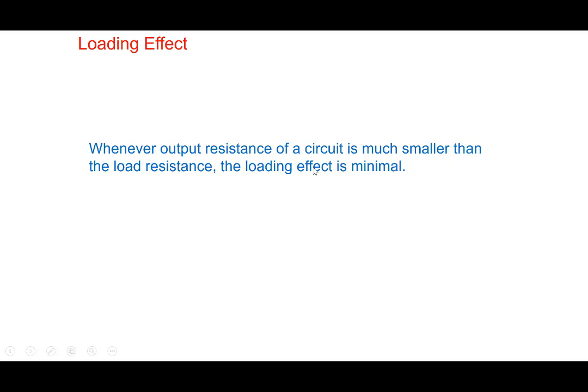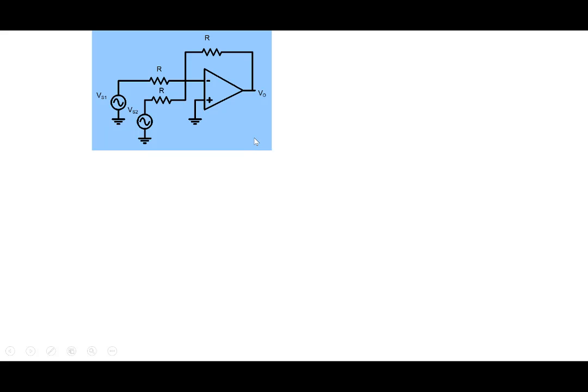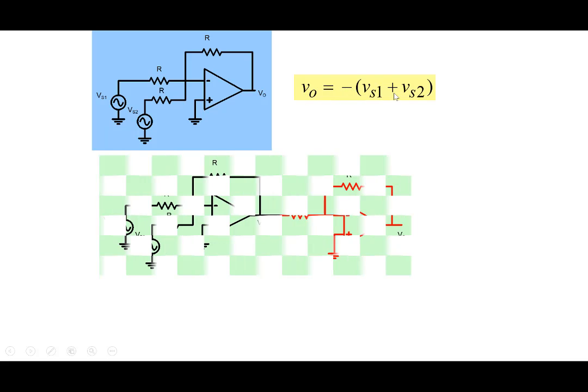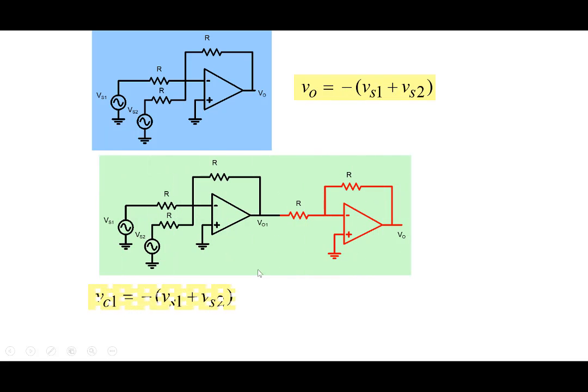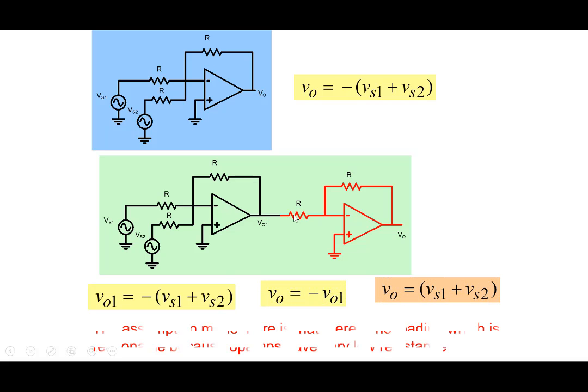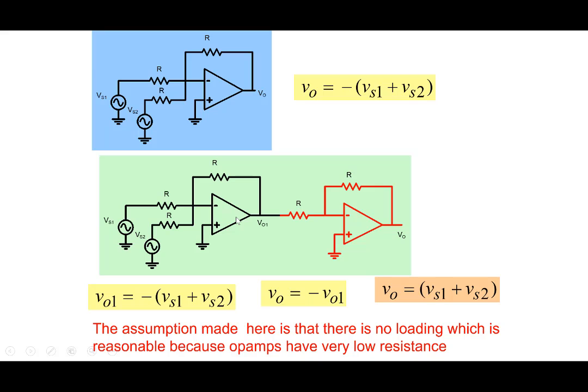And so if you're connecting two pieces of circuit and you want the second circuit not to affect the first circuit, then you have to ensure that the output resistance of the first circuit is much smaller than the load resistance. R0 is much, much smaller than RL, which is true in all our op-amp circuits here. So when we write this relationship, V0 is minus Vs1 plus Vs2, and then when we connect this particular one, we are still saying V01 is equal to minus Vs1 plus Vs2 at this point, even after connection. The reason is that there is no loading effect. The op-amps are designed in such a way that the output resistance of the op-amp, this particular circuit, is very, very low.